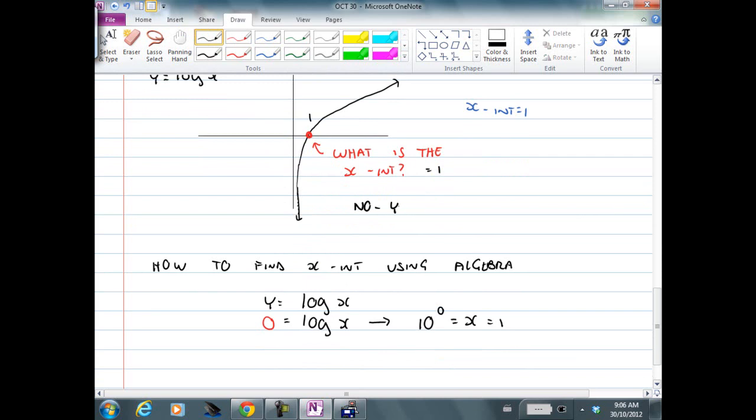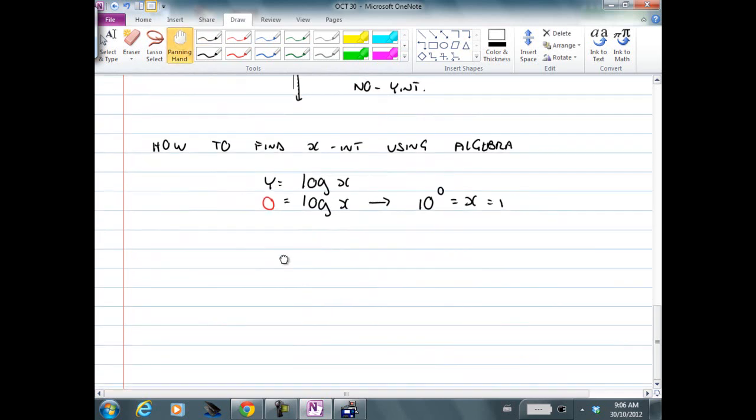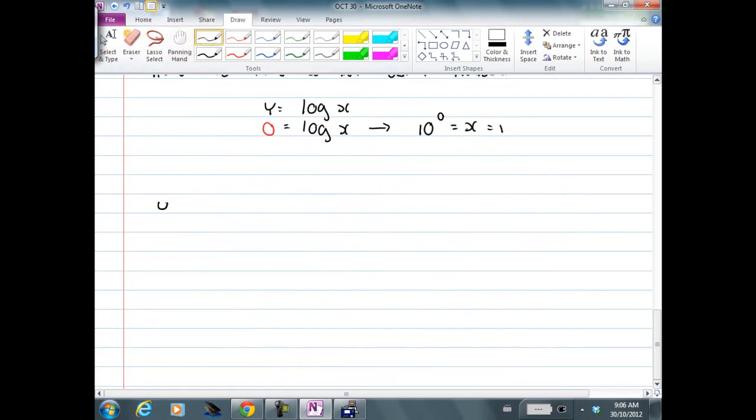No y-intercept. We're going to do the exact same thing. What does y equals ln x look like? Graph ln x for me, please. And I want you to find the x-intercept also. I'm going to pause it, walk around.